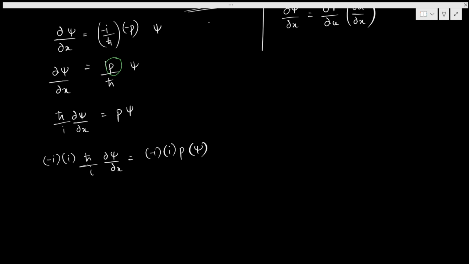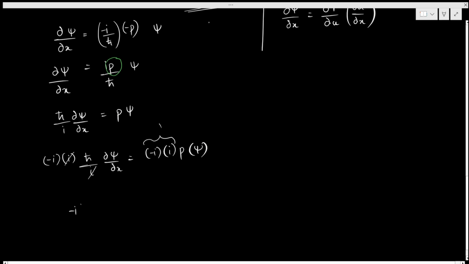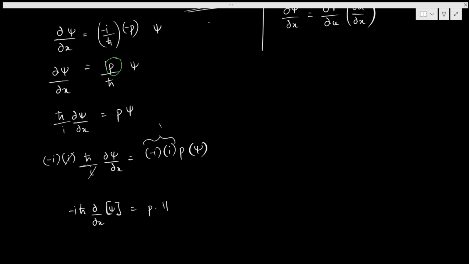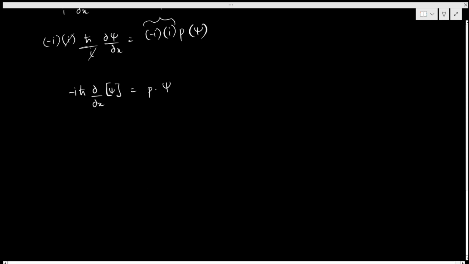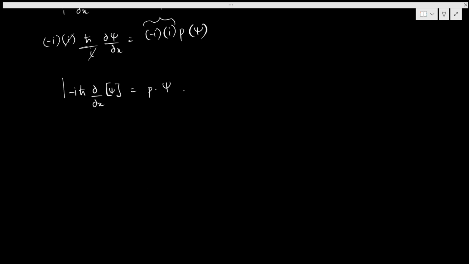Yeah. So remember, this minus i into i is just 1, because i squared is minus 1. So here you can cancel out i and i, which gives us minus i h cross ∂/∂x of psi is equal to p into psi. This is your final eigenvalue equation in terms of momentum being your eigenvalue.